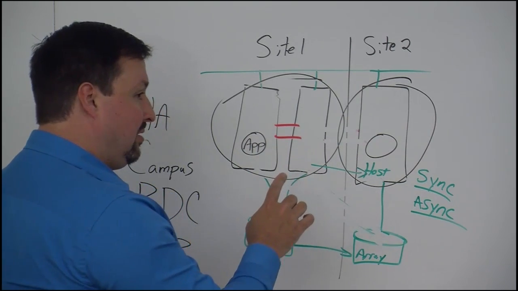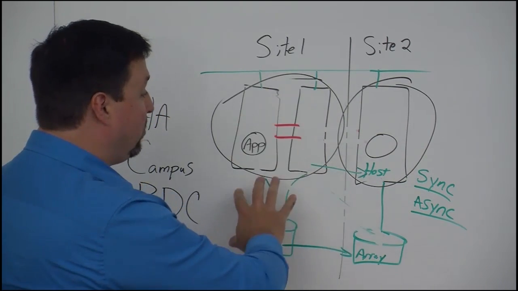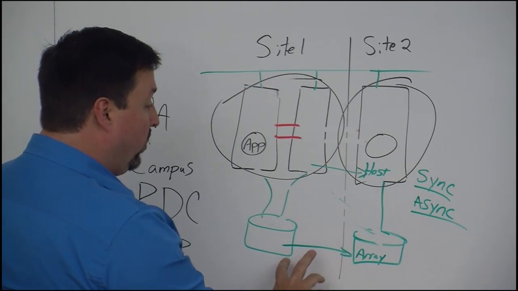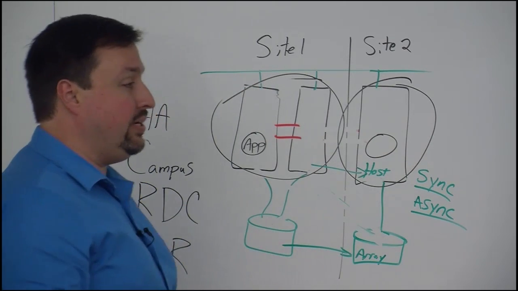And the difference here is that with each cluster being separate, they both understand the application, but only one can be online at a time. So if site 1 goes down, site 2 comes online. Site 2 goes down, site 1 comes online. When you switch over, you're also changing the replication.